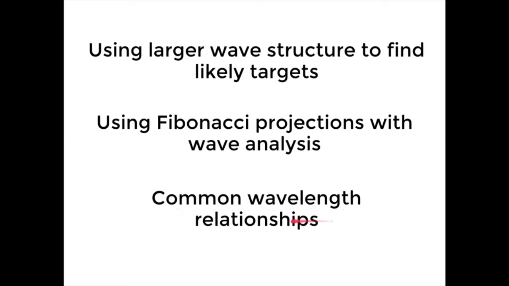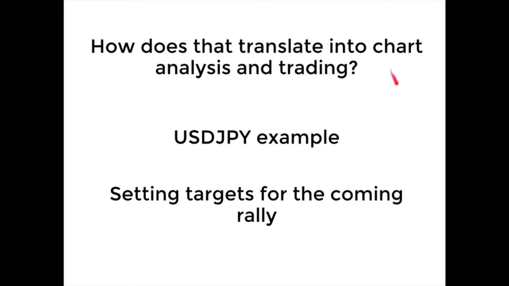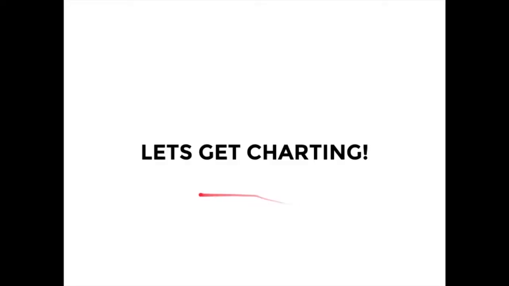I'm going to go through common wavelength relationships and how that gives you targets for particular price moves of a structure. So we're going to go through how that translates into charting and trading again, and we'll go again into our dollar-yen example, and again what it means for the overall trend move, what an overall price target for this market would be using these techniques. So let's get down in there and get to the charts.